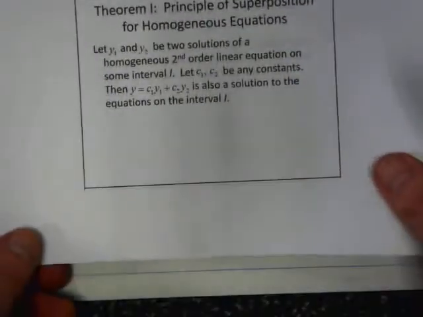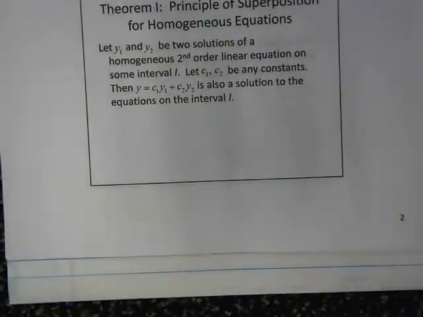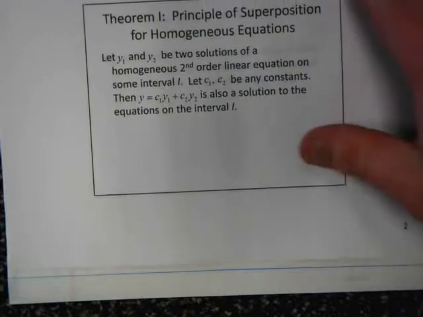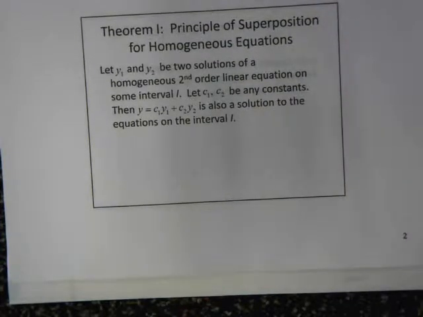All right, so now we're going to have a whole bunch of theorems. And then when we get done with these whole bunch of theorems, we'll see how this stuff actually works. So the first theorem says, let y1 and y2 be any two solutions of a homogeneous second order linear equation on some interval I. Let C1 and C2 be any constants in the world. Then y equals C1y1 plus C2y2 is also a solution to the equation on the interval.